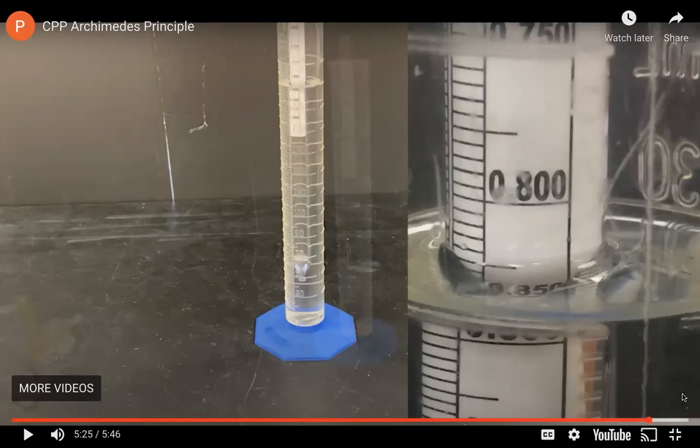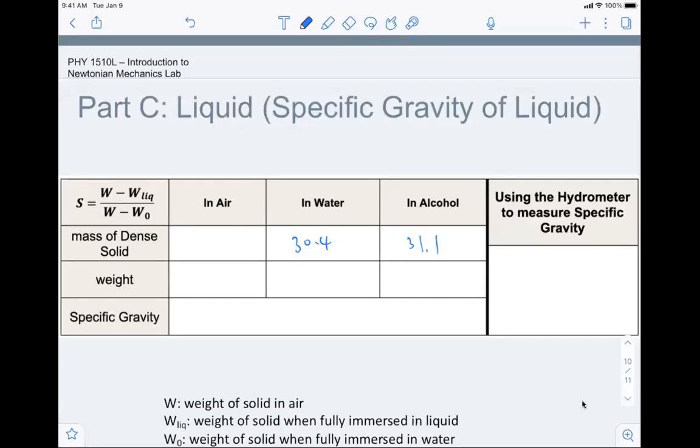Let me bring back my slides. That number right there is the decimal ratio for alcohol versus water. The hydrometer gives you the specific gravity directly. It's already designed in such a way that it tells you what the ratio is. So what you just saw, this value, you write it here. And you will calculate the specific gravity using this, in the liquid.